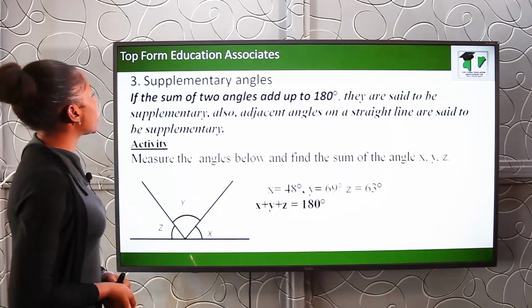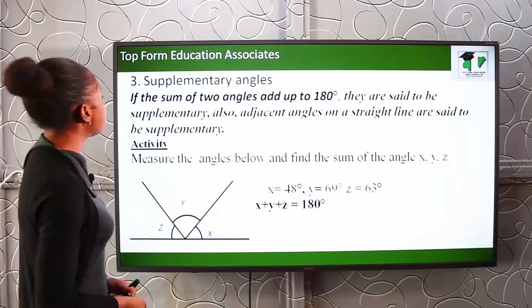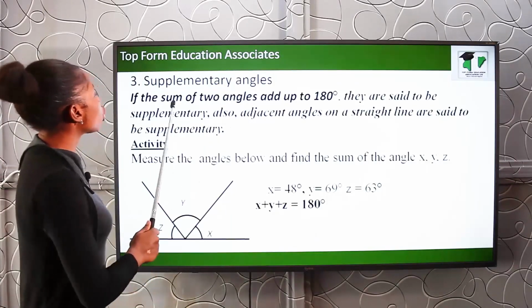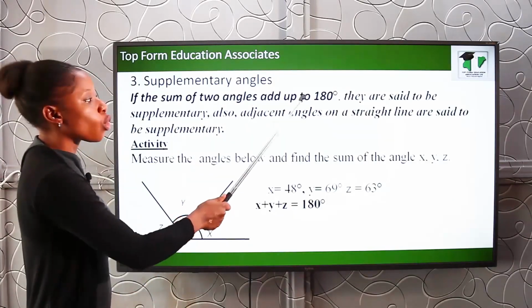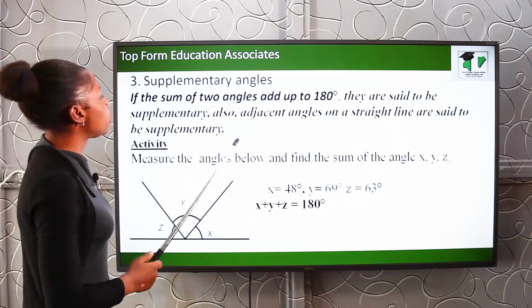Now, very quickly, number 3, supplementary angles. If the sum of two angles adds up to 180 degrees, they are said to be supplementary.